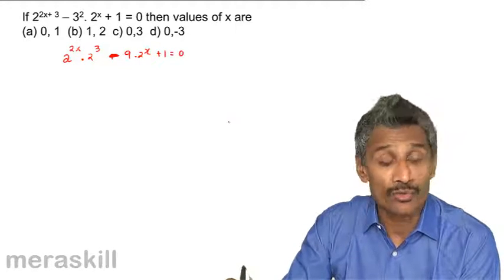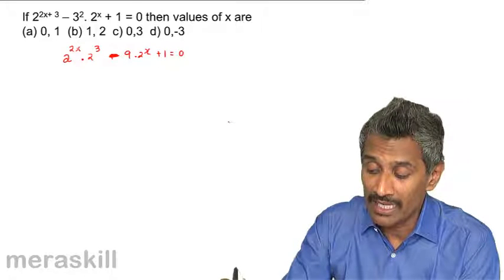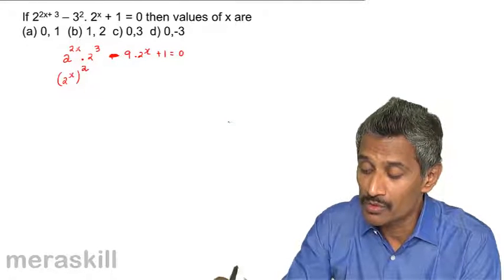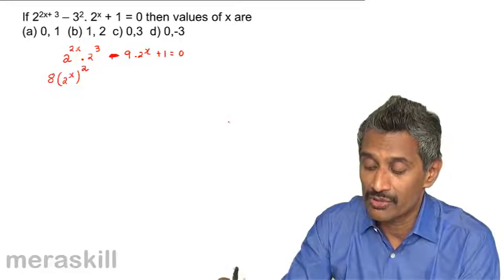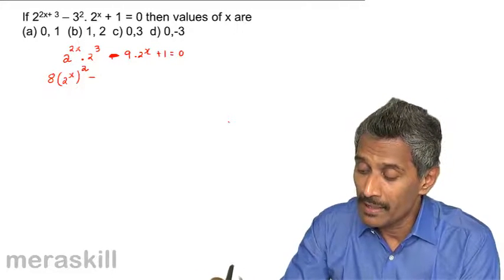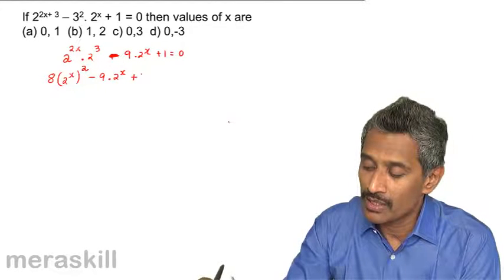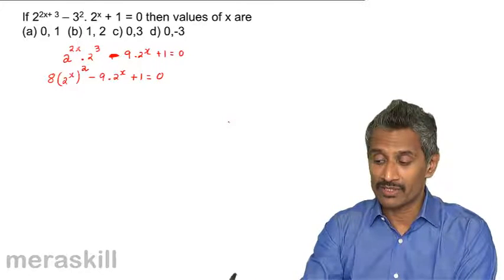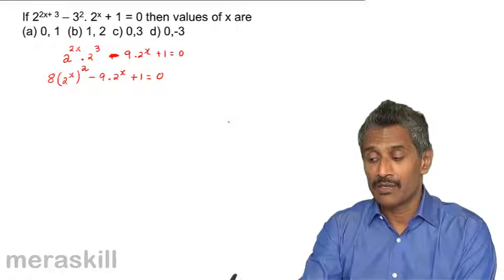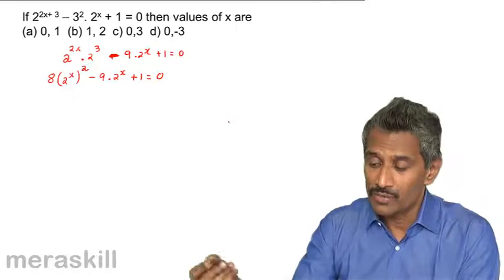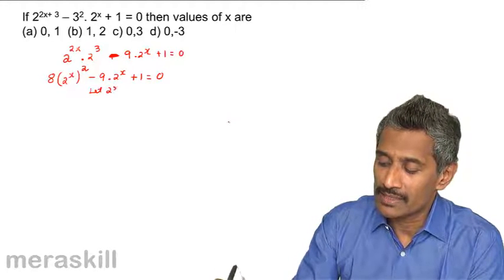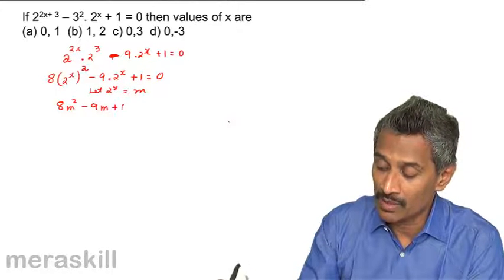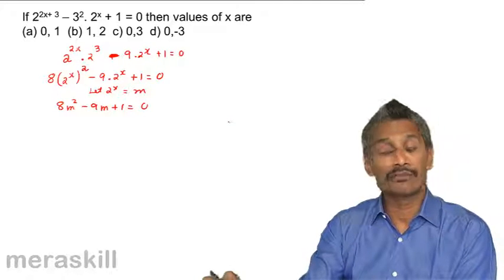Now here, we are going to use the rule that a raised to mn can be written as a raised to m the whole raised to n. So this can be written as 2 raised to x the whole squared into 2 cubed, which is 8. So it's actually 8 into 2 raised to x the whole squared minus 9 into 2 raised to x plus 1 is 0. Now we have brought it to something that resembles a quadratic equation, because the variable in the second term is the same variable that is being squared here. So we can take 2 raised to x as m. So the equation becomes 8m squared minus 9m plus 1 is 0. So it's enough to solve this equation.